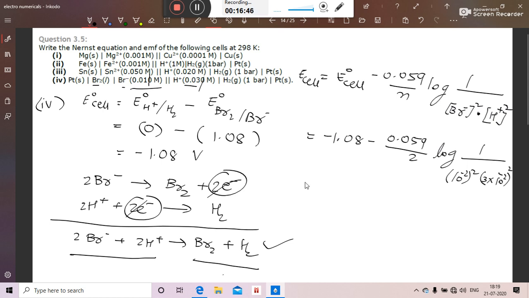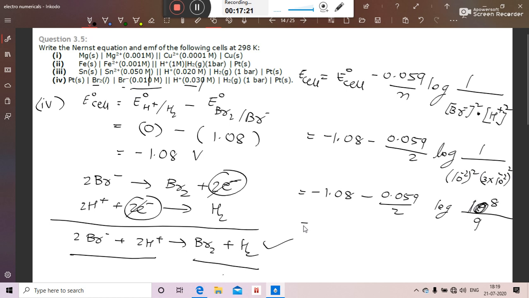then raised to 2. So that is equal to minus 1.08 minus 0.059 upon 2 log of, now in the denominator 10 raised to minus 2 into 2 is 10 raised to minus 4, and here also 10 raised to minus 2 into 2 is there, so that is also 10 raised to minus 4. So in the numerator it will become 10 raised to plus 8. So 10 raised to plus 8, and in the denominator we have 3 square, so that will be 9.